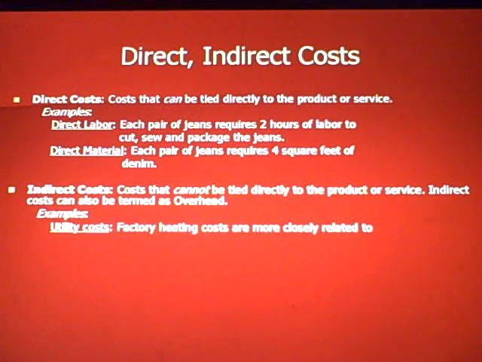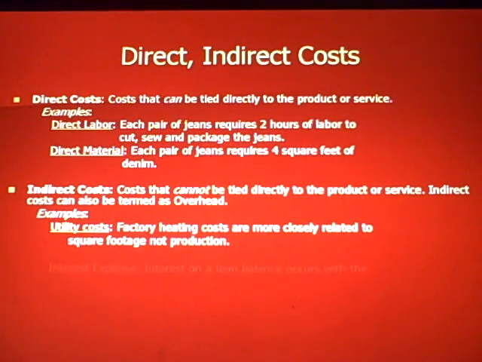We can tie that denim cost directly to the pair of jeans. But there are other more difficult costs that are harder to plan for. Indirect costs cannot be tied directly to the product or service. Indirect costs can also be called overhead. Best examples, utility costs. Say you've got a factory. Heating that factory is more closely related to the square footage of the factory and not how much you produce. You're going to have to heat it whether you produce 0 or 1,000 pairs of jeans.